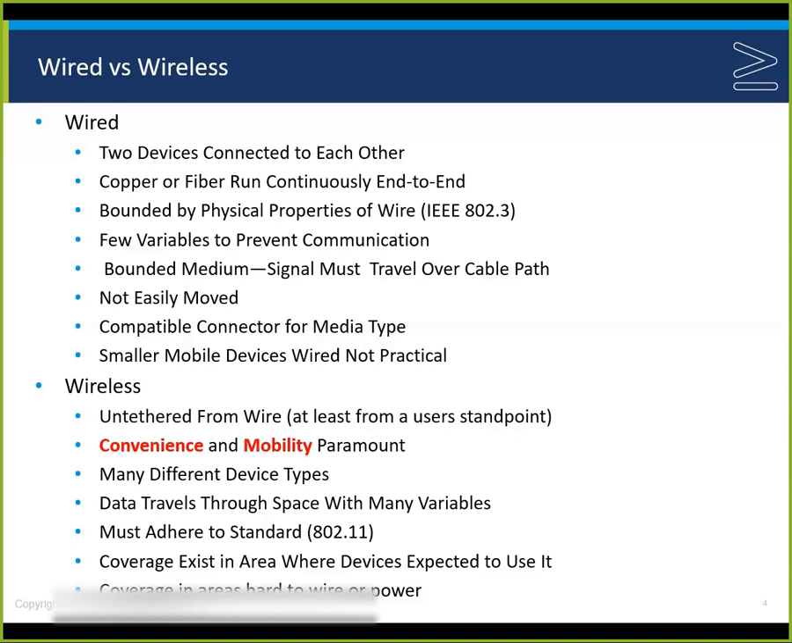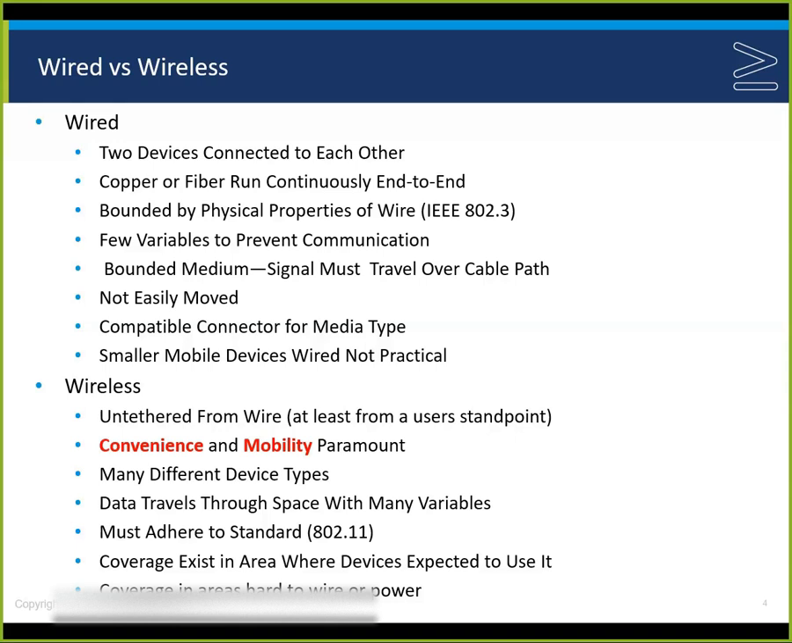We still have a layer 1. The layer 1 happens to be the atmosphere that we use in the wireless instead of the copper or the fiber, the copper or the glass when we do these things. Convenience and mobility are what we have with these things.